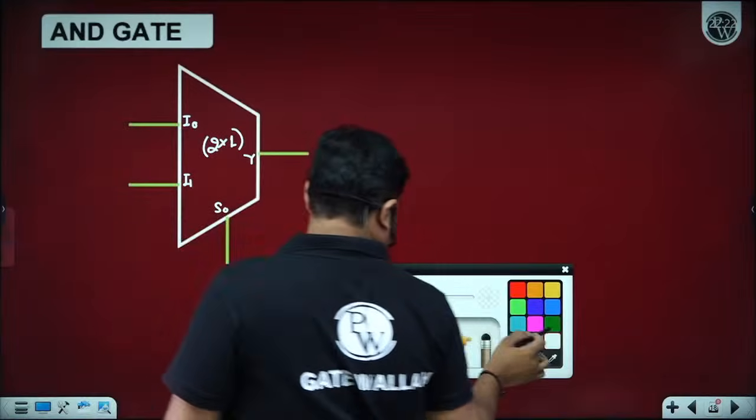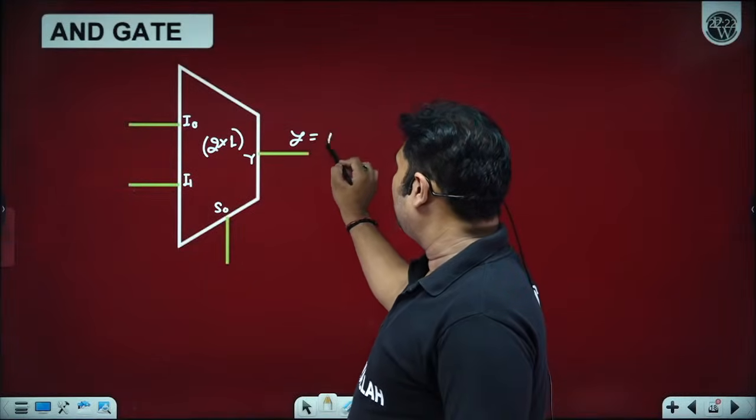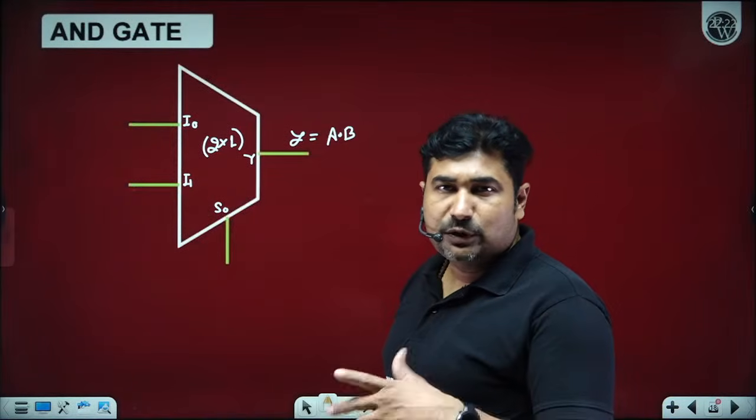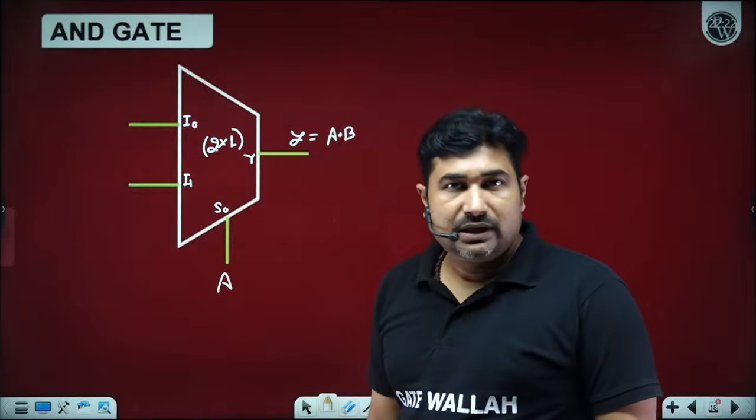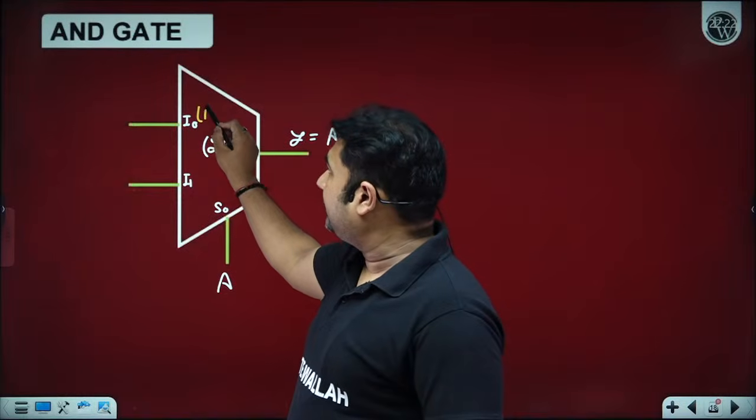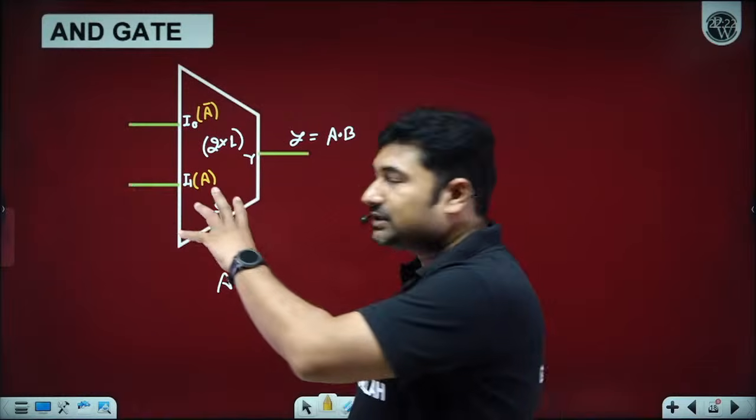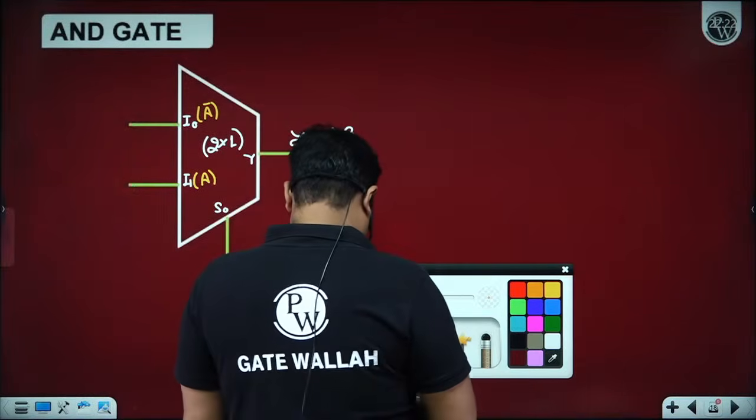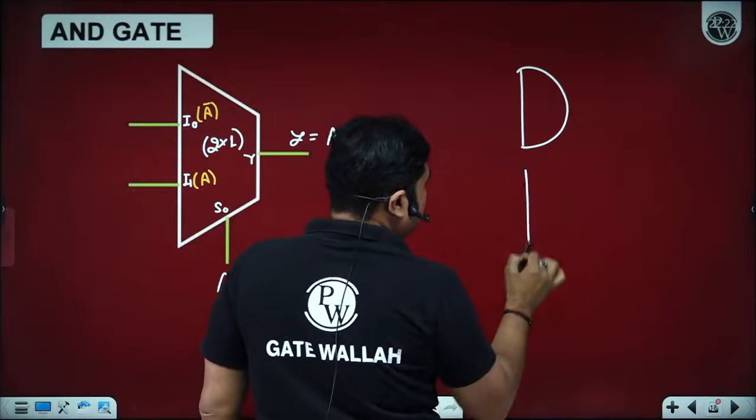So what do we want at the output y? We want at the output y a dot b. Out of a and b, we can put one variable onto the select line. So I am using a on the select line. Because of the select line action, we can see on the I0 pin we get a bar, and on the I1 pin we get a, because we know the internal circuitry of the multiplexer.